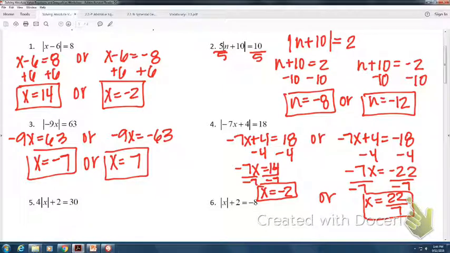Okay, for number 5, what do we have to do? Do we divide first? We subtract. So reverse PEMDAS, remember? Subtract 2 from both sides and you get 4 absolute value of x equals 28. Then what do I do? Divide by 4. So now I have the absolute value of x equals 7. So what could x equal? Negative 7 or 7.